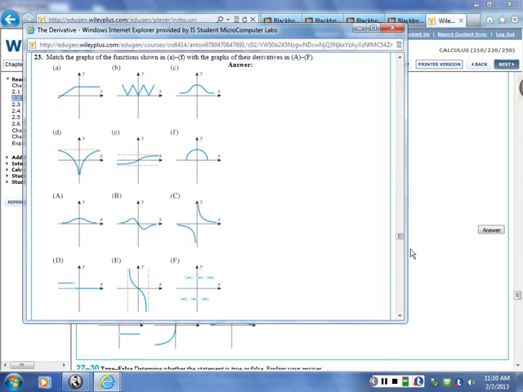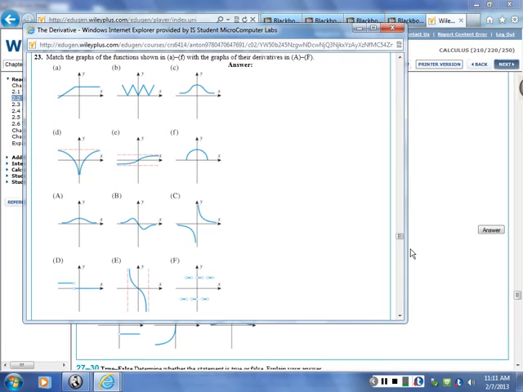Let's look at C. What would the derivative of C look like? It's almost at 0, then it's positive, 0, negative, and then 0. Okay, see that? So here would be 0, positive, 0, negative, 0, close to 0. And that's the only one that fits there.